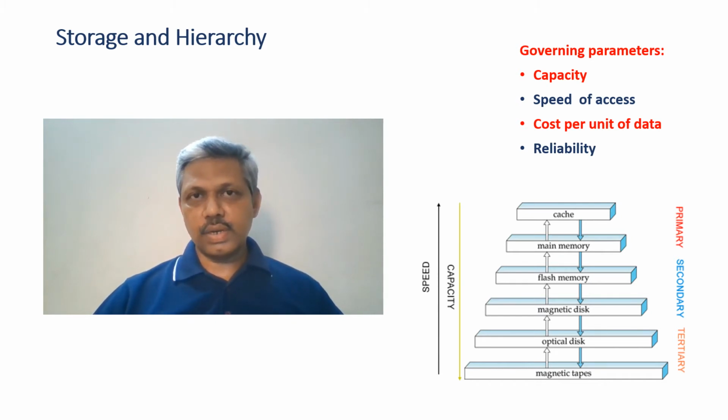They can also be classified as primary, secondary, and tertiary types of storage. Cache memory and main memory are treated as primary types of storage, which are highly volatile and which are attached to the CPU.